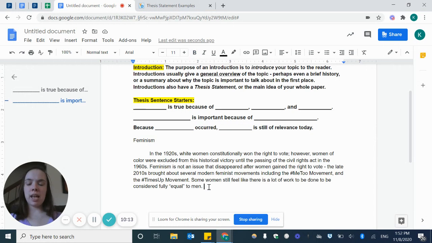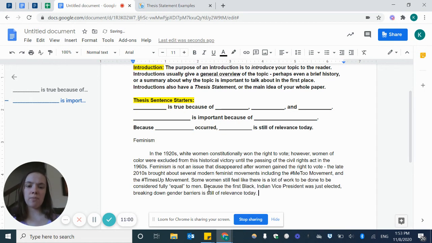So keeping that in mind, maybe I would say, because the first Black Indian vice president was just elected, breaking down gender barriers is still of relevance today.